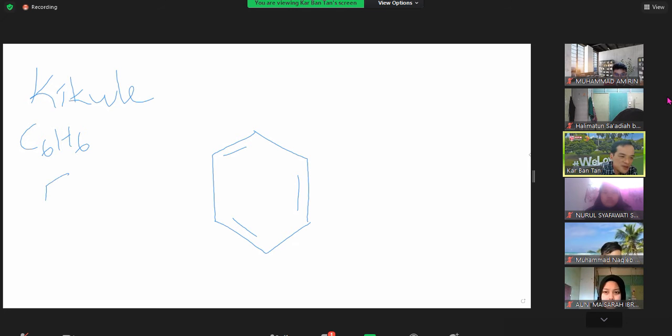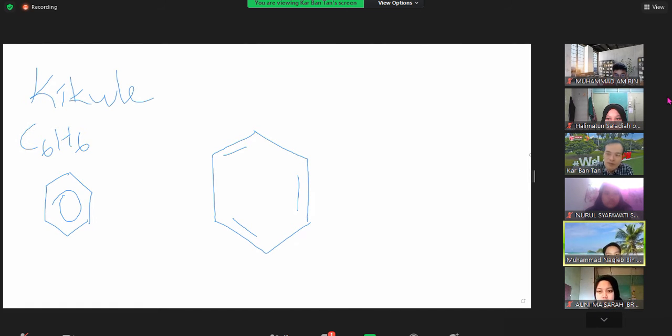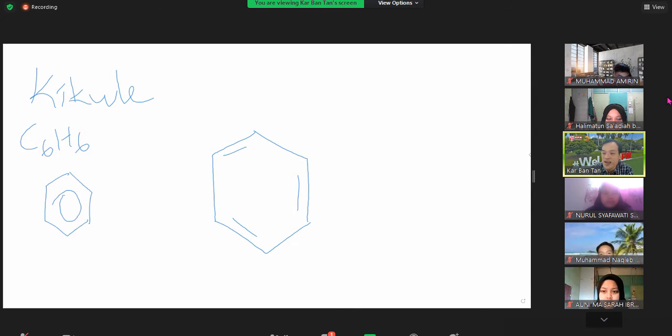In certain circumstances, people will just write it as this. Why do people write it as this? What does the circle inside indicate? Double bonds that can move. Yes, it is the delocalized electrons. The electrons in the double bond are delocalized. Remember, for this one, what kind of chemical bond is between this and this?